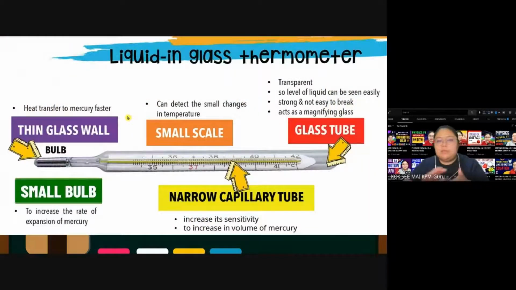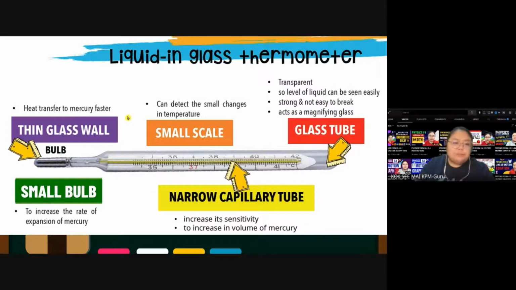Okay, now we're going to see this part. This one is important when you want to answer the question for essay. In the essay question example, they show you some thermometers of different types, P, Q, R, S. They ask you which one is the most suitable thermometer. So we need to know the characteristics of the thermometer.